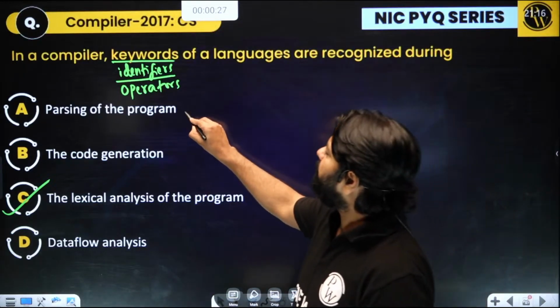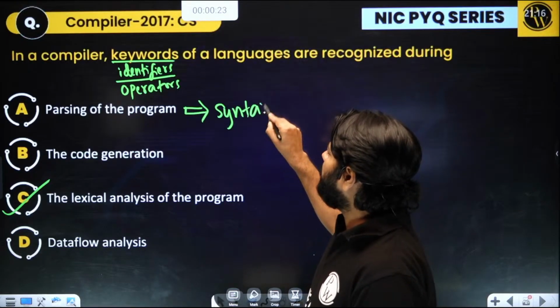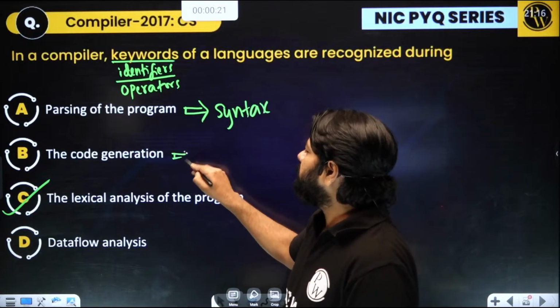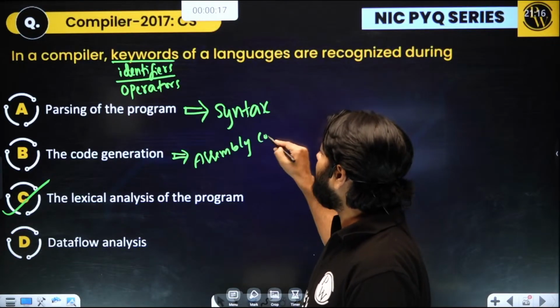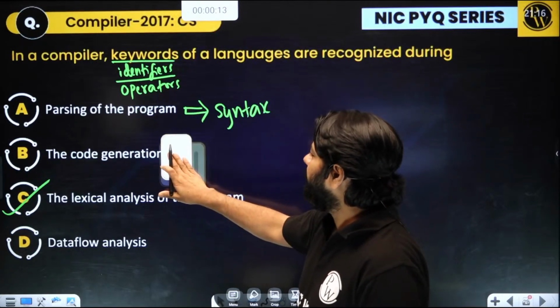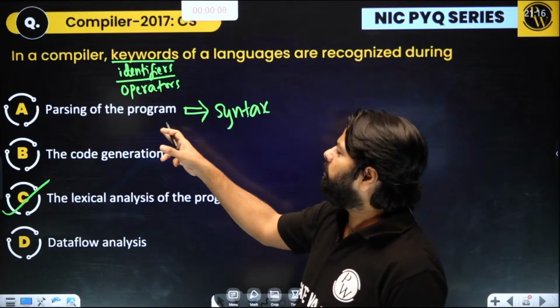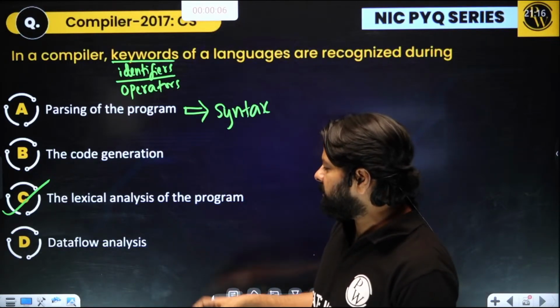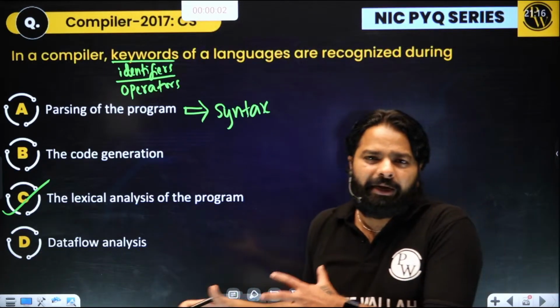During parsing, what do you do? Syntax. During the code generation, what do you do? Basically you generate assembly code. Not recognizing, I'm talking about what you will generate. It generates assembly code. It will take the 3 address code and generate assembly code. And during the parsing of the program, it will verify the syntax. And during data flow analysis, it will identify some kind of optimizations.